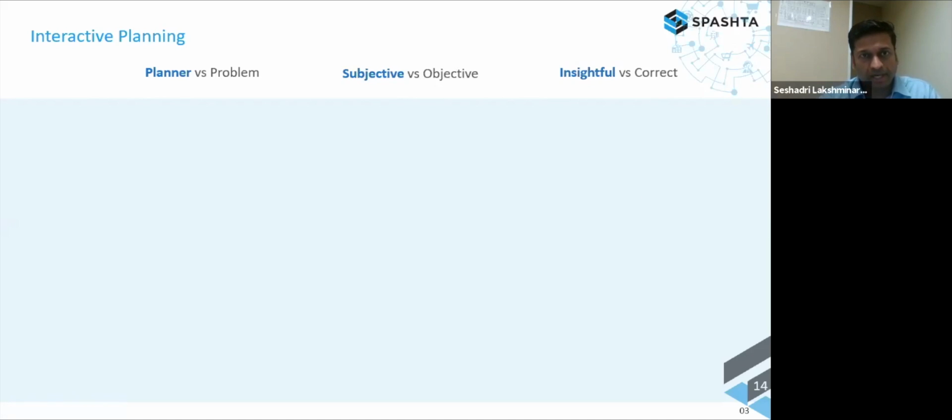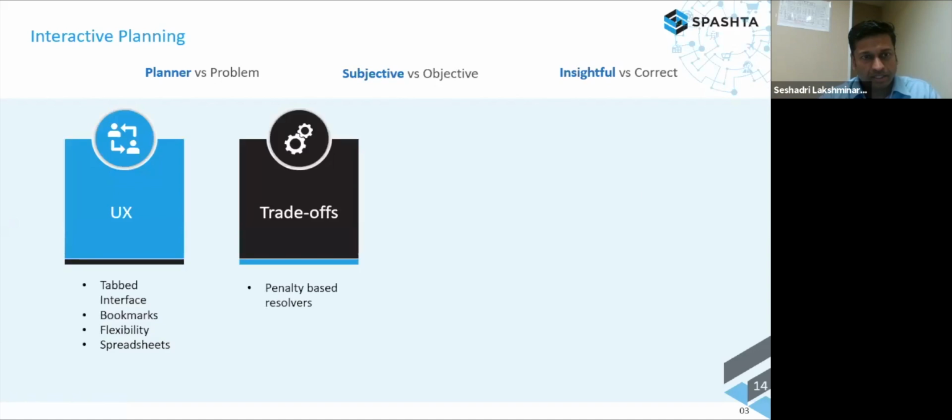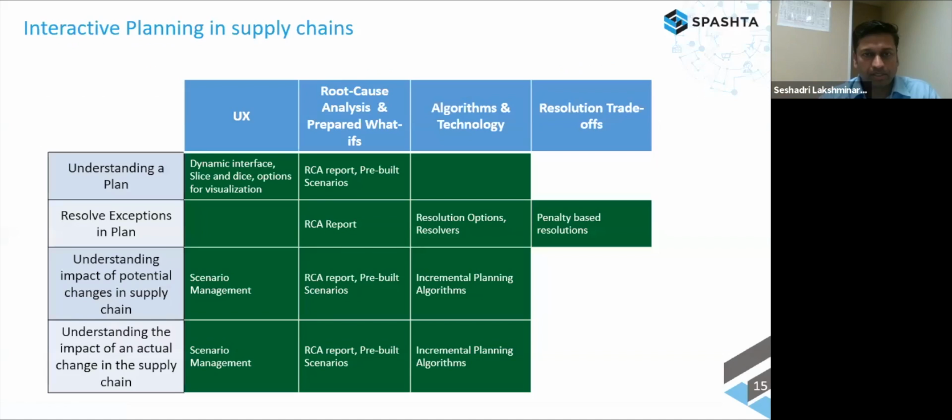And so with that, I'll skip this, and there's a bunch of things, but this is really what I wanted to spend some time on. Just give me a second. It's this slide I wanted to spend some time on. It is going to be an important slide, because we're going to start here and then move into various aspects of UX, various aspects of what I call root cause analysis, aspects of incremental planning, and so on.